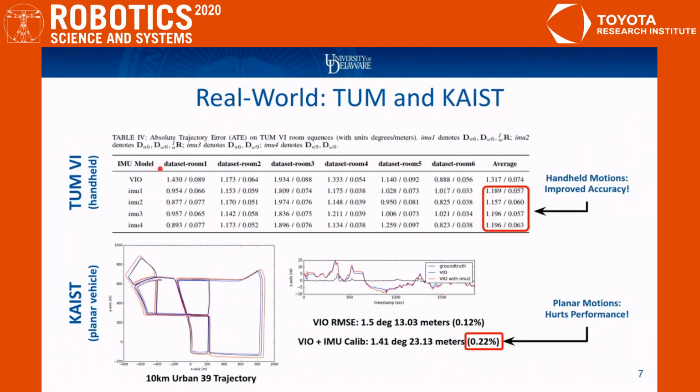Finally, we evaluate our system with real-world datasets. First is the TUM VI dataset. In TUM VI, the sensor is fully excited, and you can see that the system performance is improved with online IMU intrinsic calibration. However, on KAIST, in which the car is running approximately planar motions, the VIO plus online IMU intrinsic calibration hurts the performance.